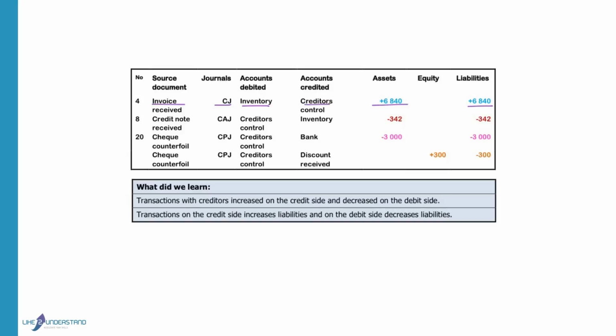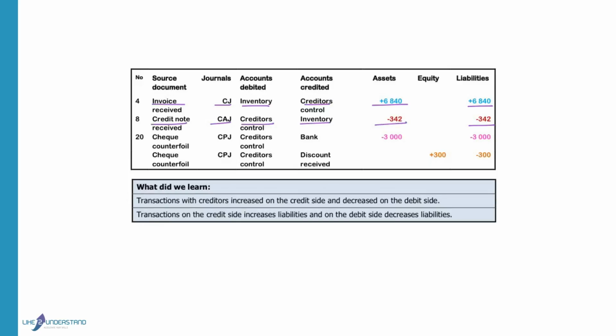When we receive an allowance from a creditor because we return goods or there was a mistake on the invoice, a credit note is received from the creditor. It is recorded in the creditors allowances journal. We will decrease the creditor on the debit side so that liabilities can decrease. Inventory was returned, so we have less inventory, so assets will decrease.